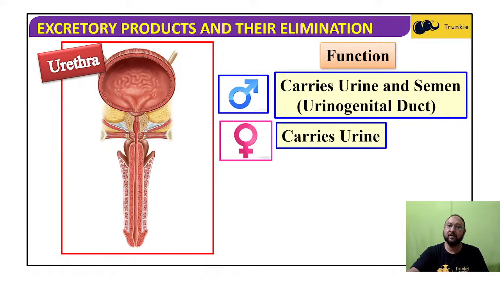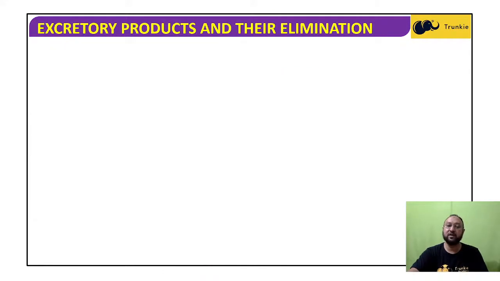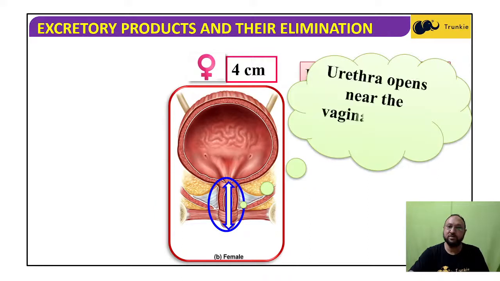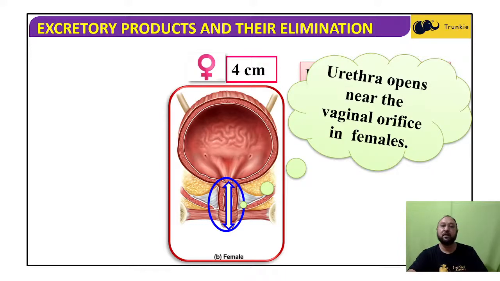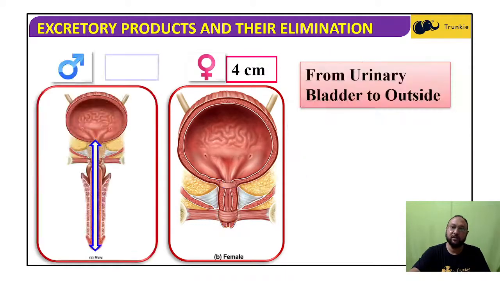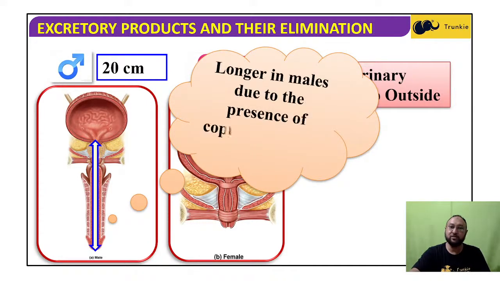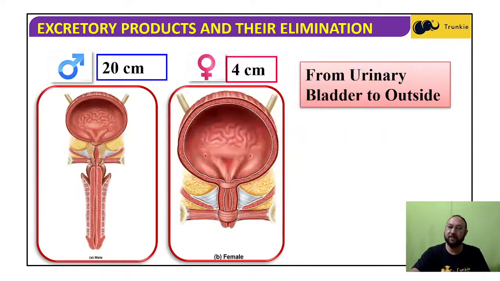In case of the female, it carries urine from the urinary bladder to the outside. In case of the female, it is like this, and it is 4 centimeters. The urethra opens near the vaginal orifice in females. In males, it passes through the penis, so it is 20 centimeters, longer in males due to the presence of the copulatory organ, the penis.